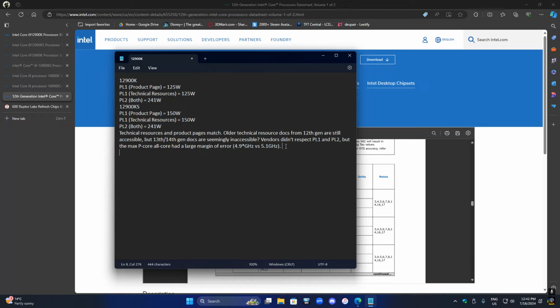Right? Okay. So now we get to our favorite CPUs ever, right? 13900K, 13900KS. So you guys have all seen, this was 253. This is 125. PL2, 253. Right? It's 150, that's correct. This is 253.